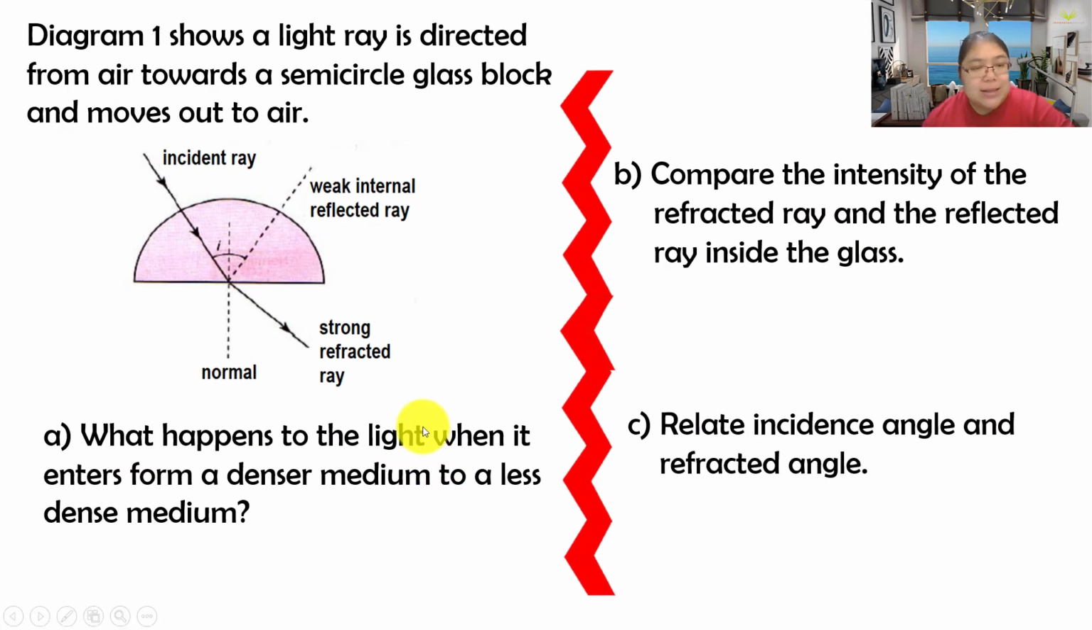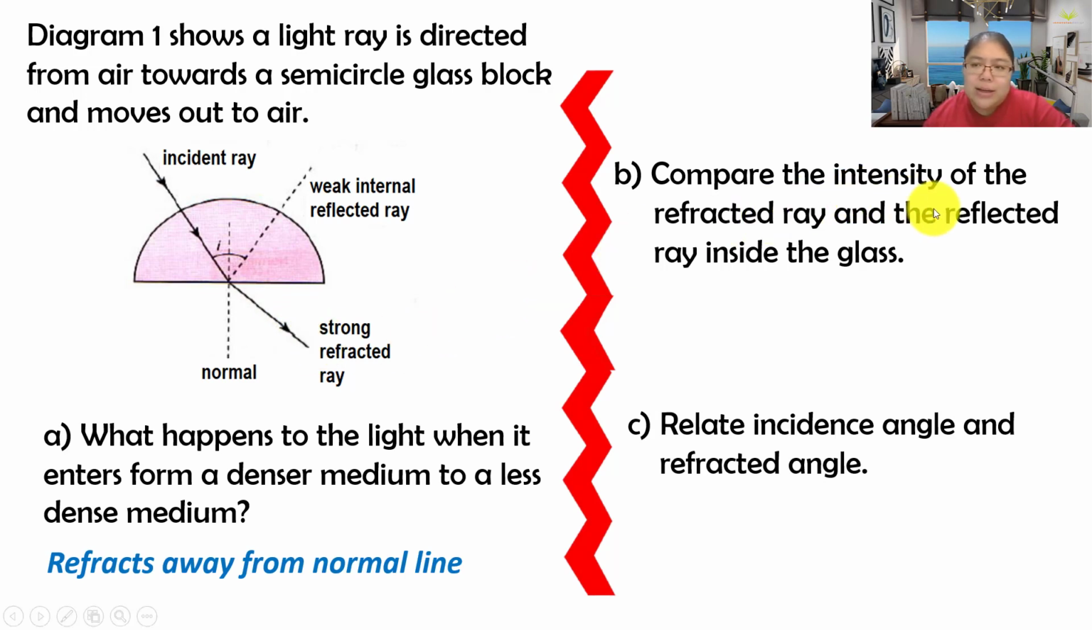Okay, now we go to answer some of the questions. First one shows a diagram. The light ray is directed from the air towards the semicircle glass block and also moves out to the air. So that means the light ray travels from the denser to the less dense medium. What happens to the light when it goes from a denser medium to a less dense medium? Normally we know when it goes to a less dense medium, it will be refracted away from the normal.